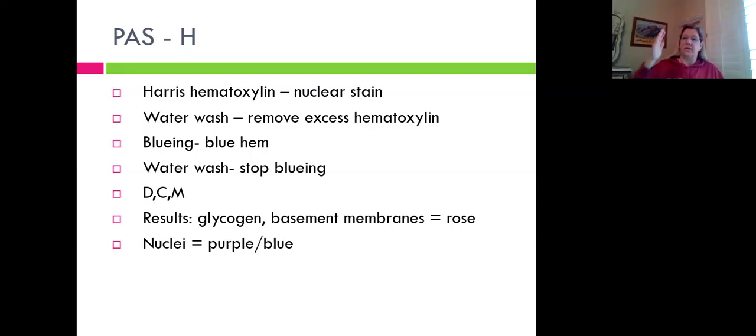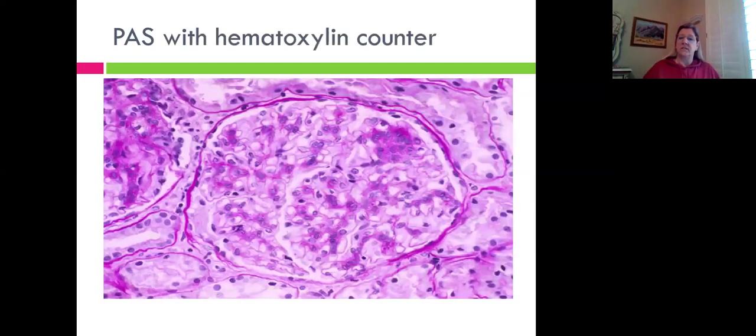It's just like your H&E coming out of a progressive stain. So once you've blued, then you're going to DCM. So your results, your glycogen and your basement membrane will be rose, and that's from the Schiff's. And then your nuclei are going to be blue-purple from the hematoxylin. So this is what it looks like in the end.